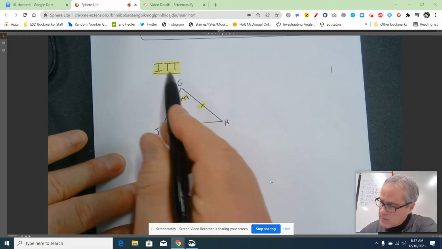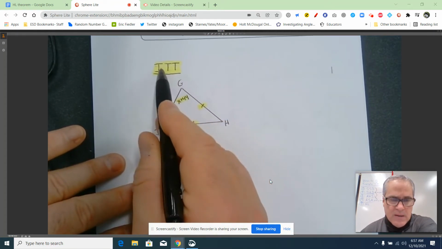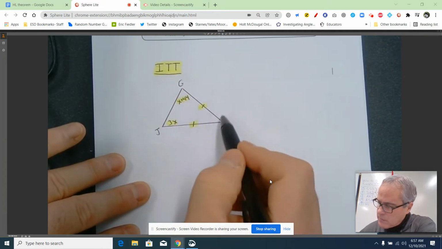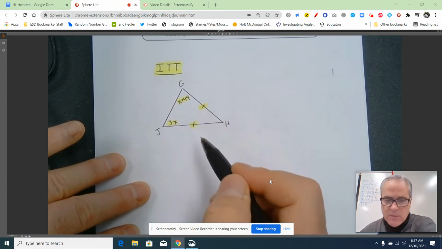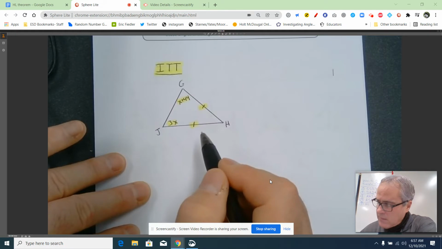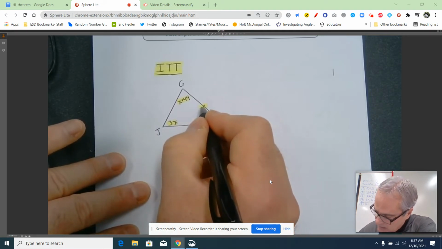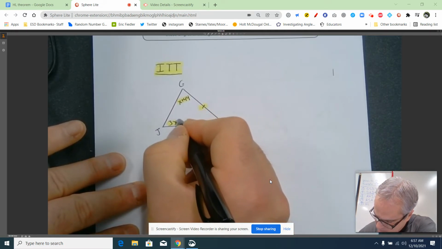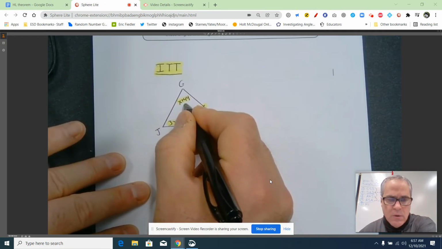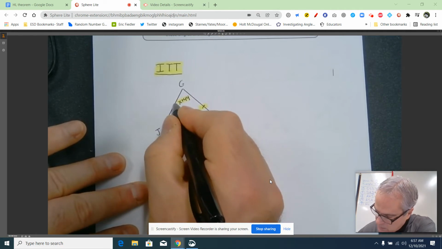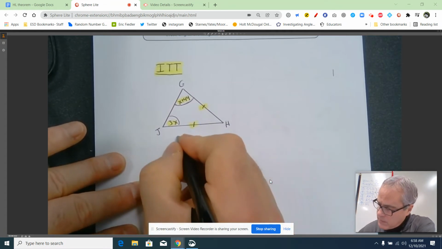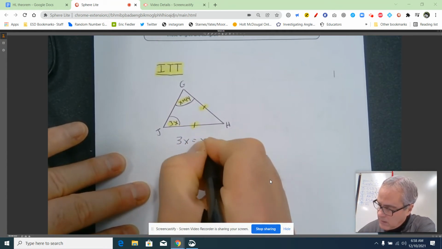Okay, so right here, ITT is the abbreviation, by the way, for isosceles triangle theorem. Here's a triangle GHG. I have these two sides with tick marks, which makes it an isosceles triangle because two sides of that triangle are congruent. The isosceles triangle theorem says that the angles opposite those sides, so that one and that one, also have to be congruent. So you could put arc marks here. Then I could create an equation: 3x is equal to x plus 44.